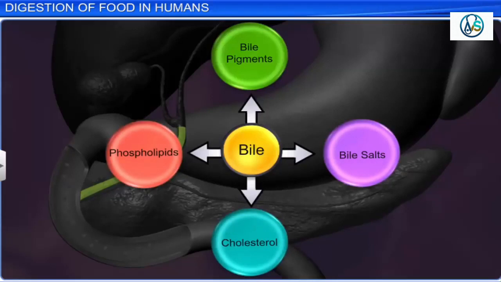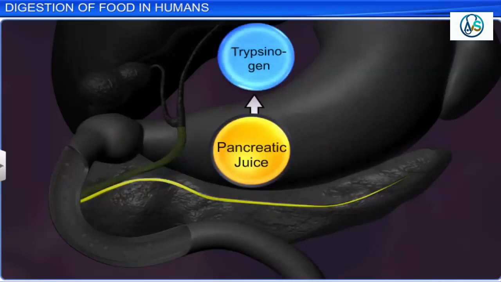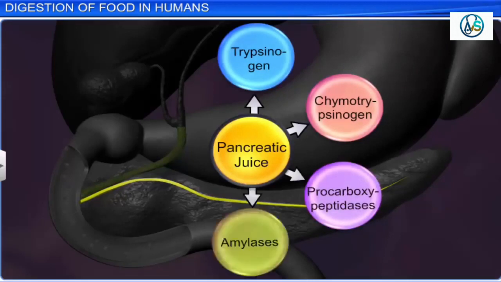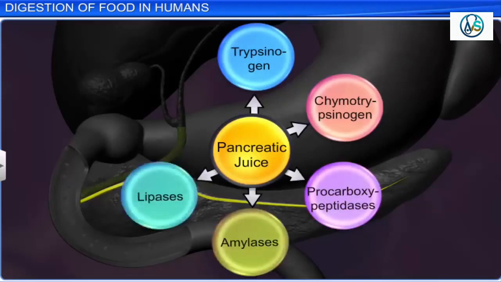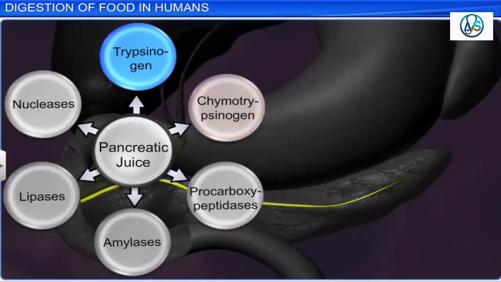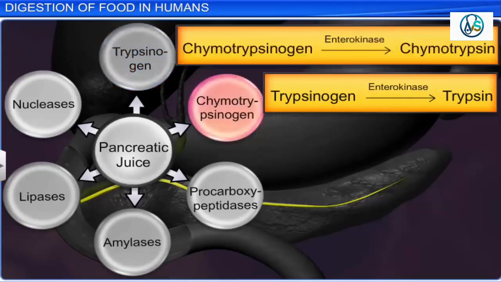On the other hand, pancreatic juice consists of inactive enzymes such as trypsinogen, chymotrypsinogen, procarboxypeptidases, amylases, lipases, and nucleases. These inactive enzymes are activated by trypsin and chymotrypsin, which are produced when enterokinase, an enzyme secreted by the intestinal mucosa, acts on inactive trypsinogen to form active trypsin and also converts inactive chymotrypsinogen into active chymotrypsin.